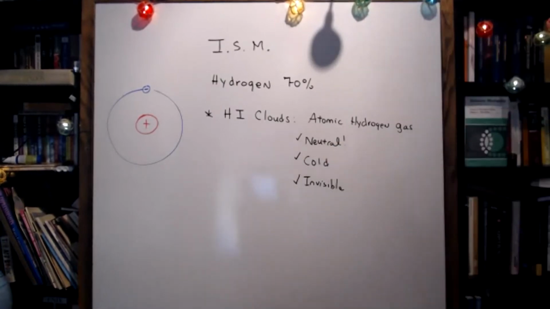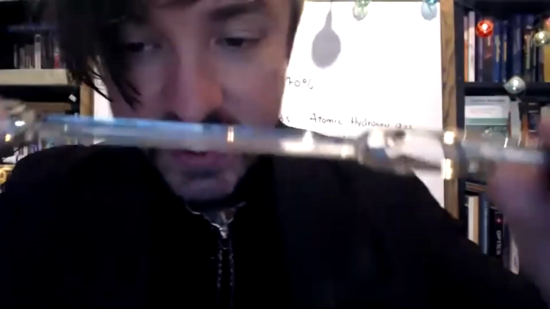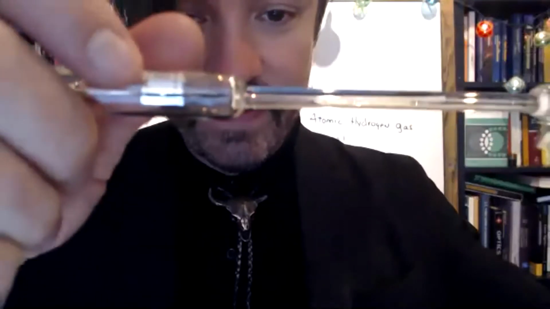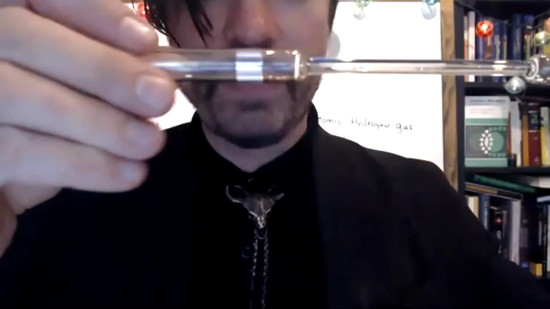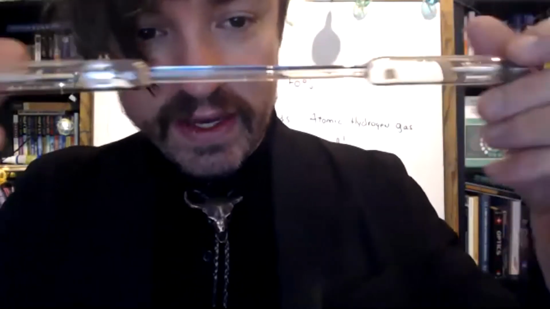You know, if I take one of my spectrum tubes, let's see if I can find my hydrogen here. The density of hydrogen in this tube is probably hundreds of times greater than the density of hydrogen in space. And the whole point of showing this to you is you can't see anything there. It looks like an empty tube. Hydrogen does not block light the way that dust does.